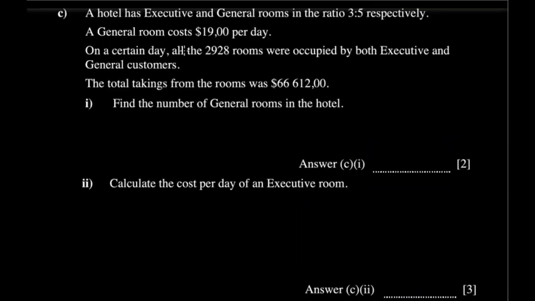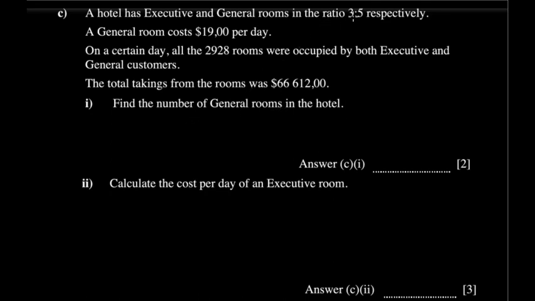The next question says, a hotel has executive and general rooms in the ratio 3:5 respectively. A general room costs $19 per day. On a certain day, all the 2,928 rooms were occupied by both executive and general customers. The total takings from the rooms was 66,612. Find the number of general rooms in the hotel.